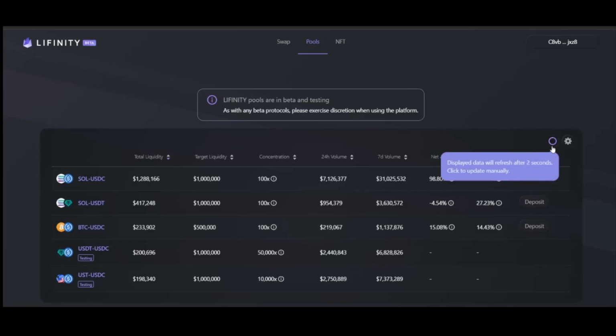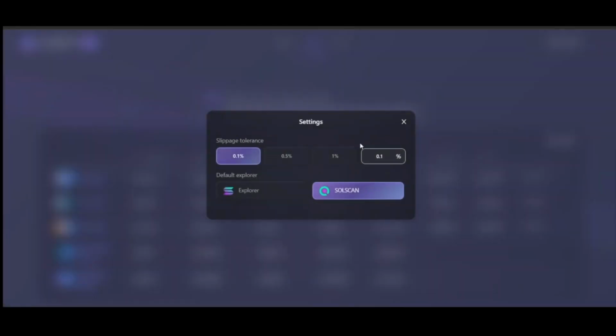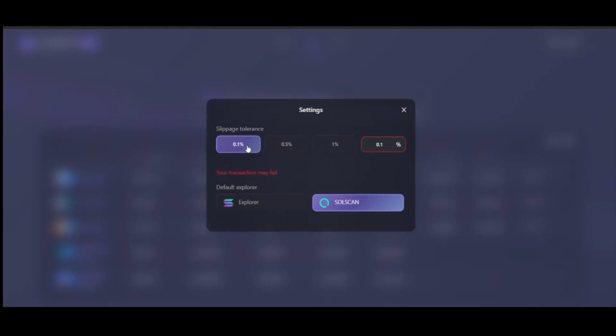Okay, moving on, we have the refresh button up here. This will automatically refresh every 1 minute, or if you click it, it'll refresh all the data for you. And we have the settings where you can choose your slippage tolerance. Usually 0.1% is good enough, but you can make it higher or lower here if you want. And when you make a transaction, it'll show you in the bottom left a link to your transaction, and you can choose which explorer you'd like to view your transaction in. I recommend SolScan.